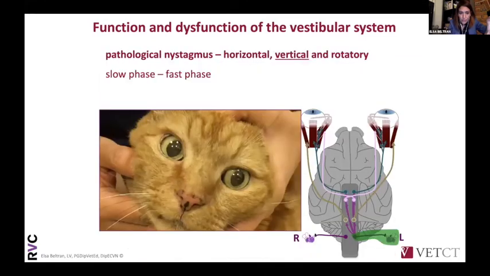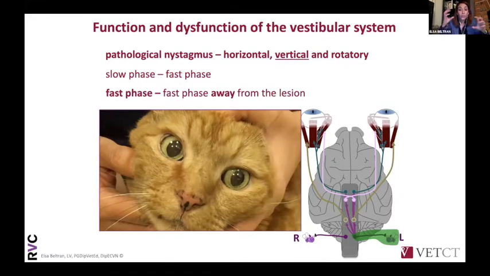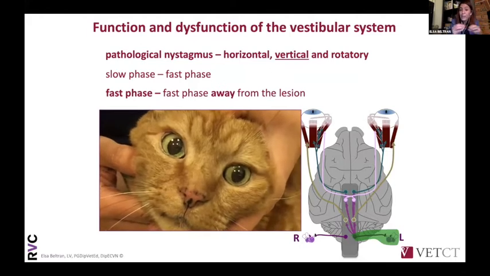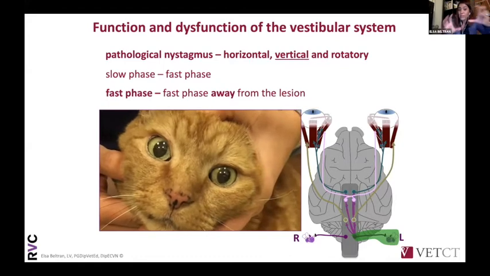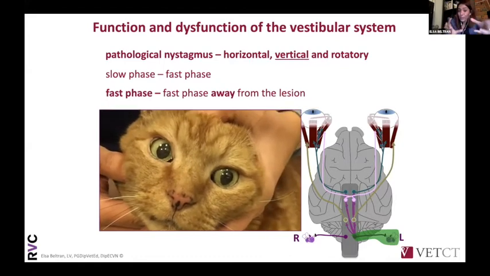You cannot differentiate. Another thing that we can see when we have an alteration of the communication from the vestibular system to the movement of the eyes is this pathological nystagmus. And pathological nystagmus can be characterized by being horizontal, vertical, or rotatory. The three of them can be seen with central. The only one that you will only see with central is the vertical. With peripheral, you can see horizontal and rotatory, but sometimes it's very difficult to differentiate between vertical and rotatory.